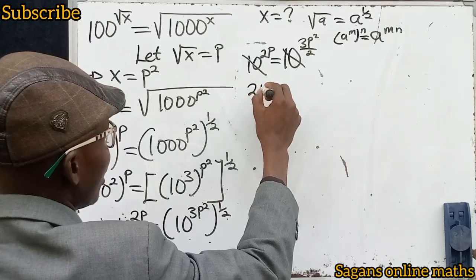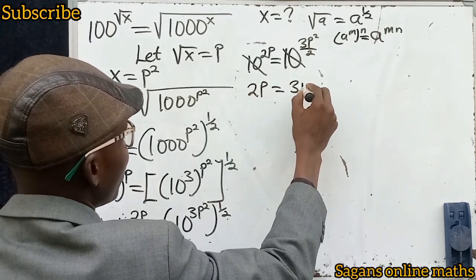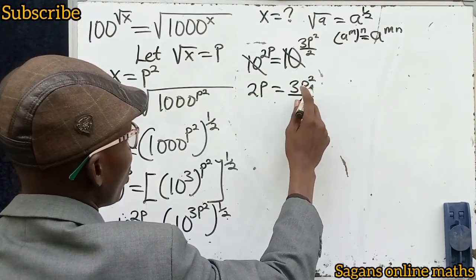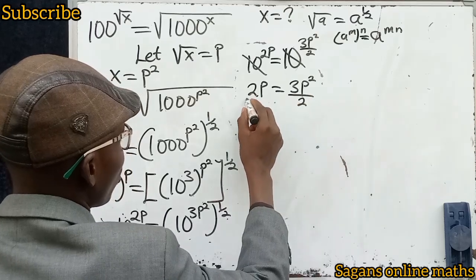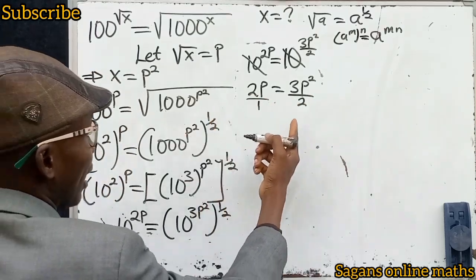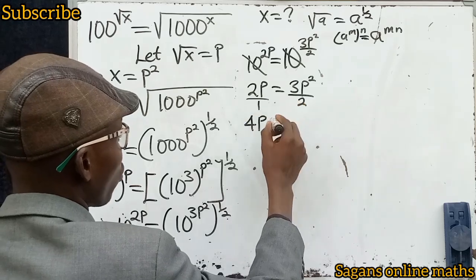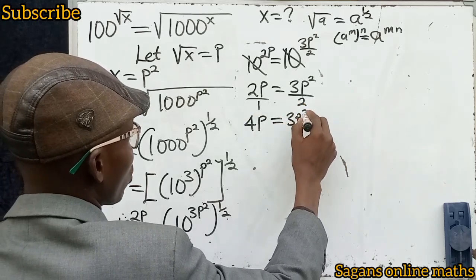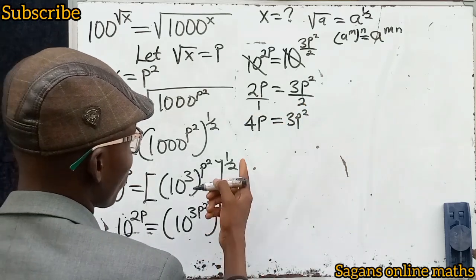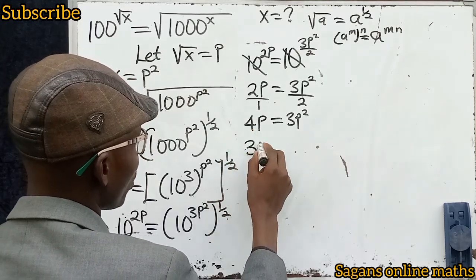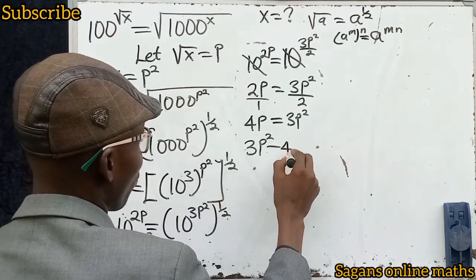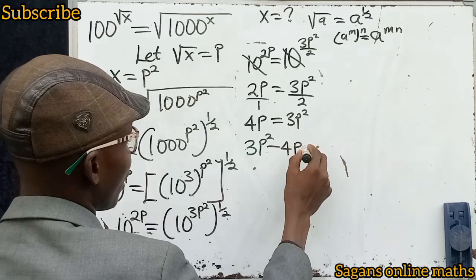Now see that 2p is equal to 3p square divided by what? Divided by 2. Remember that the denominator here is 1. So by cross multiplying, 2 times 2 will give us 4p, and 1 times this will give us 3p square. Now let's subtract 4p from both sides. That means this will become 3p square minus 4p, and if you remove the 4p from here, what will be left here is just what?